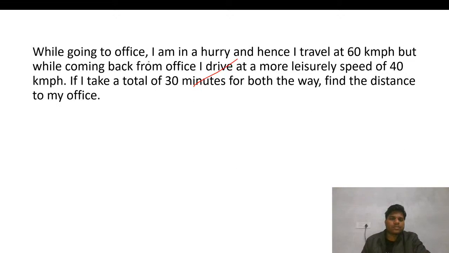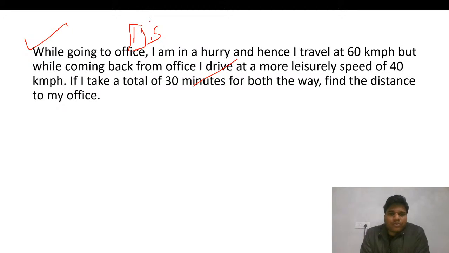Okay, solve this question. I'm giving about 1.5 minutes, then we'll discuss. While going to office, I am in a hurry, and hence I travel at this much speed, but leisurely I take this much. So again you will be solving by using the equation. Try whatever approach you know for this kind of question. Try to solve this question.